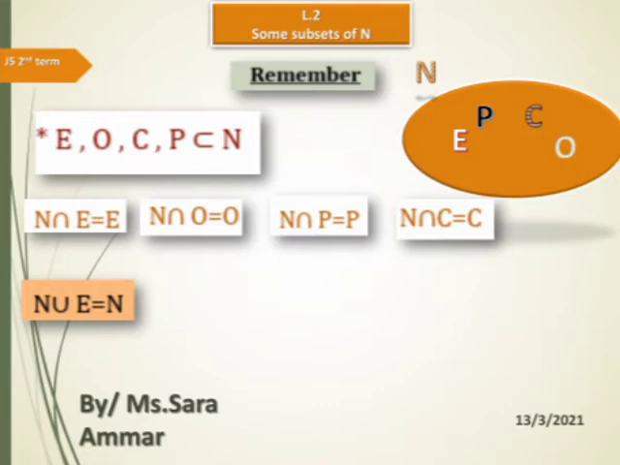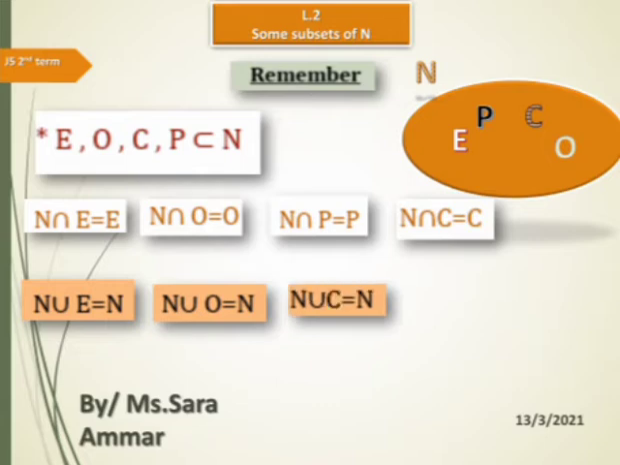And since the bigger one is always N, if you are taking the union with any of these sets with N, the answer is always N. N union even equals N. N union odd equals N. N union counting equals N. And natural union prime numbers equals also N. So the union, when I have a small set inside a big set, gives me the bigger set, provided that one is inside of the other, a subset of the other.